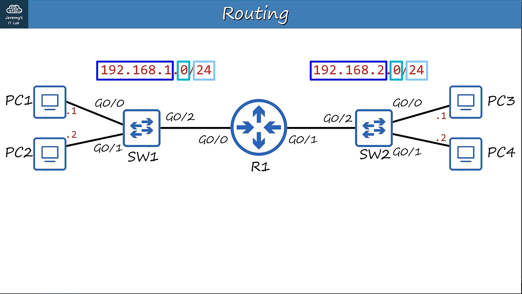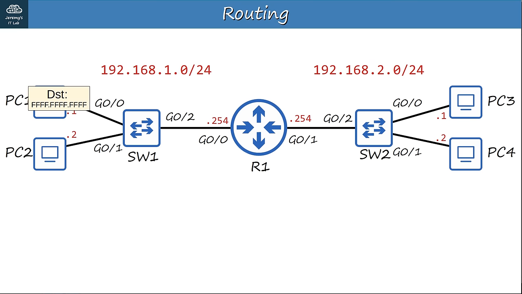But first, there's one more thing missing in this network diagram. The router needs an IP address. Actually, not just one IP address. It needs an IP address for each network it is connected to. So let's give R1's G00 interface an IP address of 192.168.1.254, and its G01 interface an IP address of 192.168.2.254.